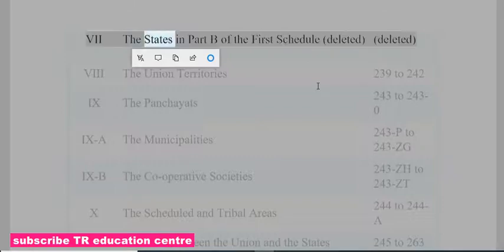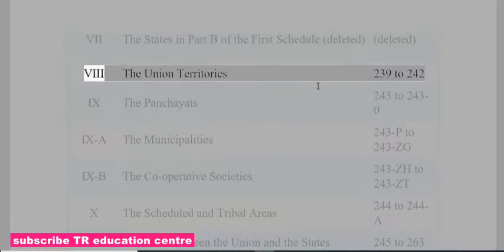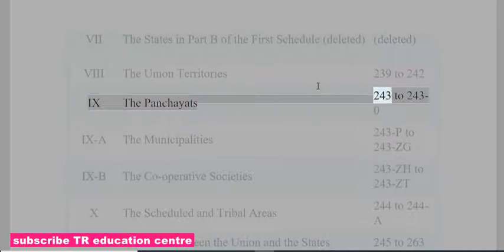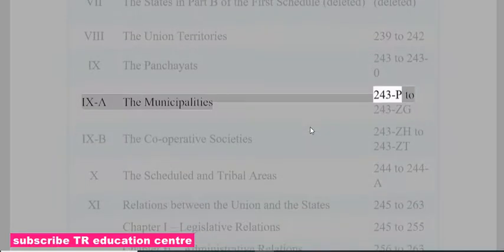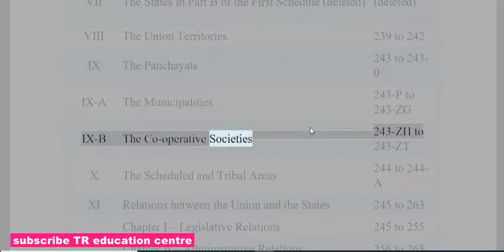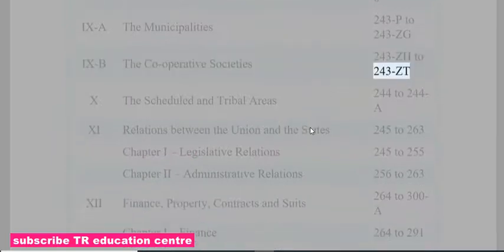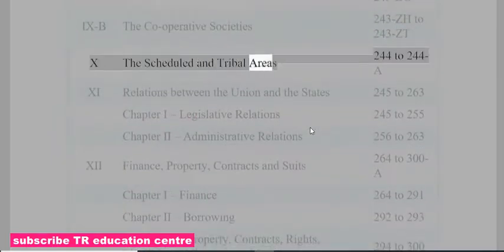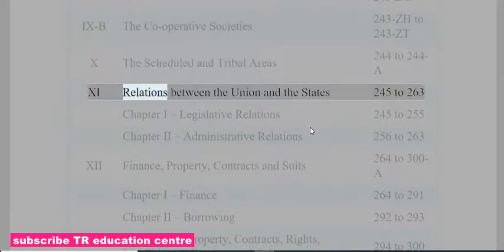The states in Part B of the First Schedule, deleted. 8. The Union Territories, 239 to 242. 9. The Panchayats, 243 to 243O. 9A. The Municipalities, 243P to 243ZG. 9B. The Cooperative Societies, 243ZH to 243ZT. 10. The Scheduled and Tribal Areas, 244 to 244A. 11. Relations between the Union and the States, 245 to 263.